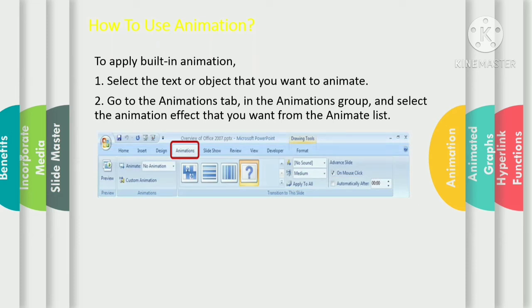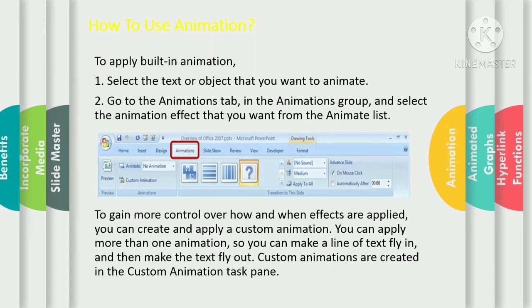See, the animation option will be there. Go to the animation option. To gain more control over how and when effects are applied, you can create and apply a custom animation. You can apply more than one animation, so you can make a line or text fly in and then make the text fly out. Custom animations are created in the custom animation task pane.